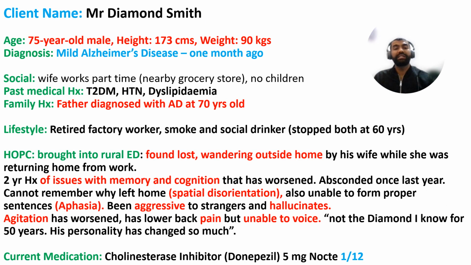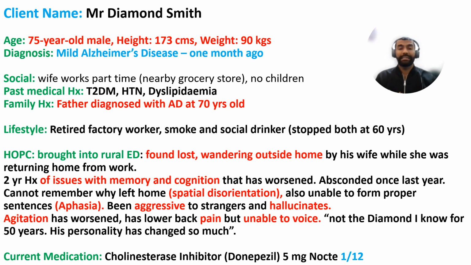Mr. Smith is a 75-year-old male and has been diagnosed with mild Alzheimer's disease a month ago. His wife works in a nearby grocery store and they have no children. Past medical history includes type 2 diabetes, hypertension, and dyslipidemia. His father was diagnosed with Alzheimer's disease at 70. Now, Mr. Smith is a retired factory worker and an ex-smoker who used to drink socially.